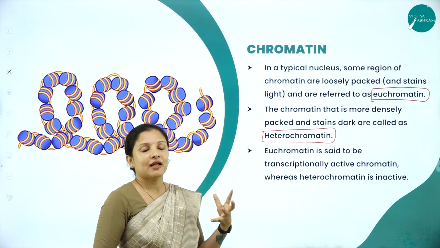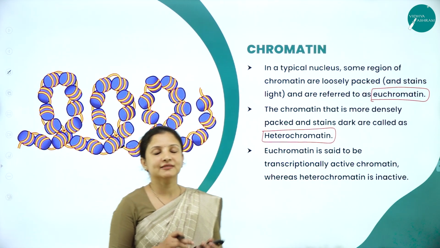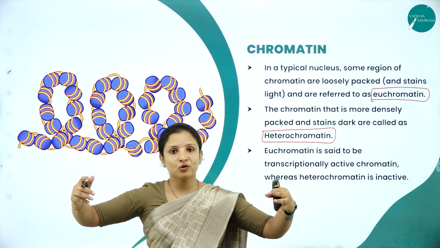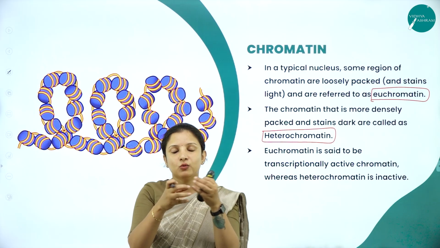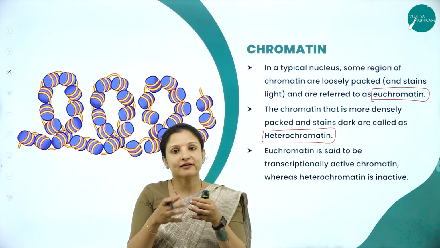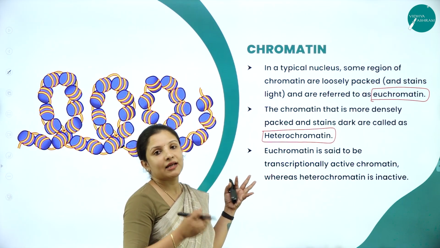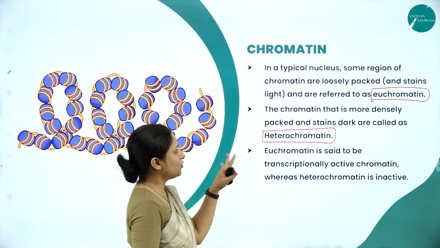And heterochromatin takes up too much stain because it is highly coiled. Say for example, a chain of beads. You spread the chain and you keep it, or you make the chain into a coil and keep it. Which one is more visible? The one that is coiled is more visible, right? Same way here. So that is why euchromatin takes up a light stain. Heterochromatin takes up a darker stain.